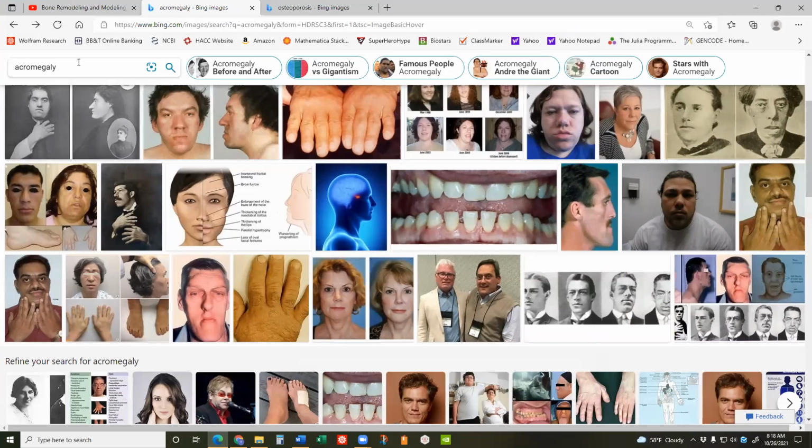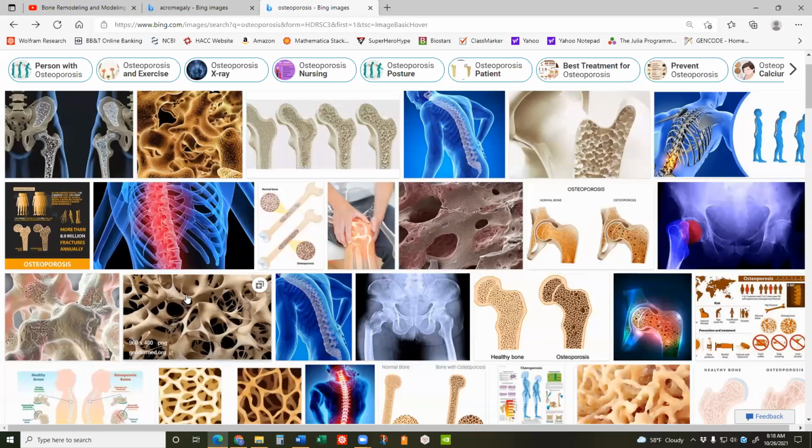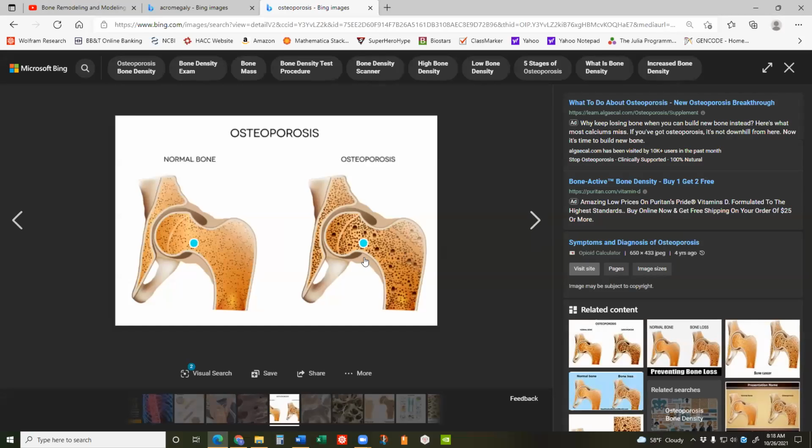An image for osteoporosis would be some images like this. You can see normal bone on the left side, and on the right side, you can see osteoporotic bone, which is a bit more open. It's a bit more airy. There is simply less extracellular matrix present in the osteoporotic bone. So osteoporotic bone is less dense, and by less dense, we mean more brittle.